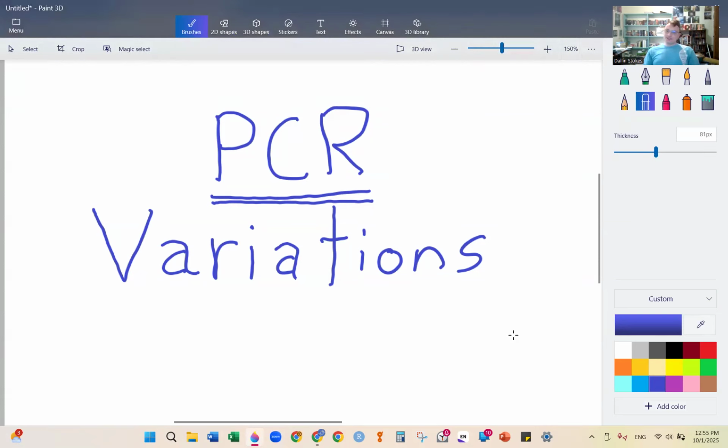So in the first two videos of this week, I talked about DNA replication and then PCR, polymerase chain reaction, how we're able to do DNA replication in a test tube. Well, it turns out that there are some variations of PCR that are basically the same process that I covered in the last video, but they have add-ons or special tweaks to them that are designed to address specific circumstances. So we're going to talk about those here in this video.